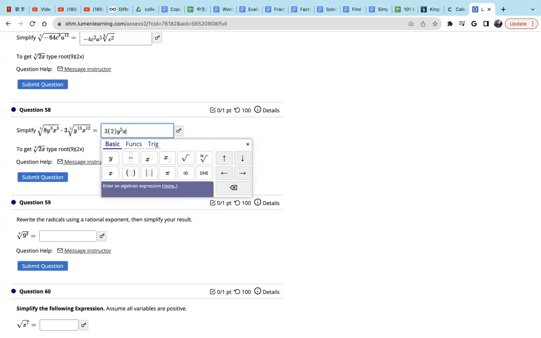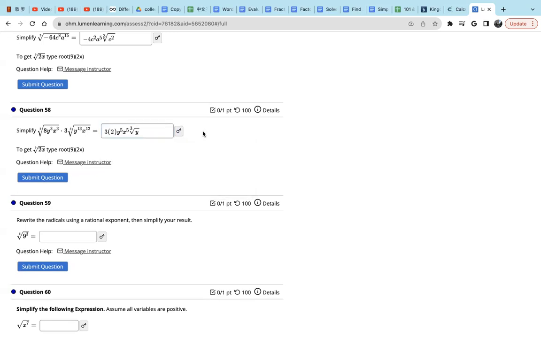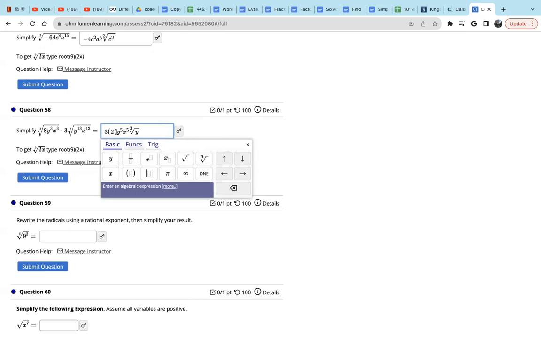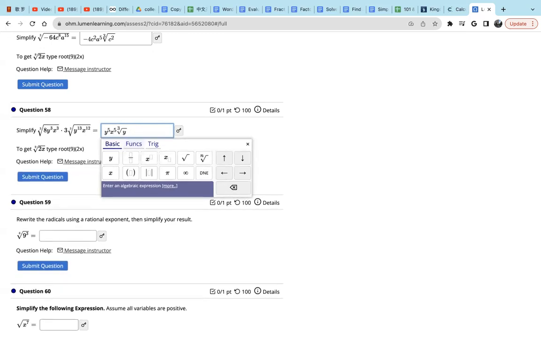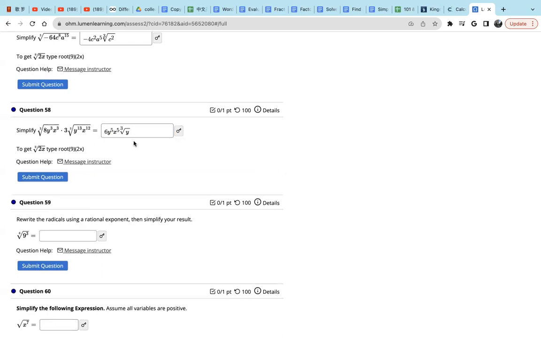Then for the x term, x raised to 15 divided by 3, that's x raised to 5. But then we still have something inside. So numbers, we don't have anything, but a y term, because of the y to the 16, we still have the square root of y under the cubic root. And 3 times 2, that's 6. So the answer is 6x to the 5th power, y to the 5th power, and cubic root of y.